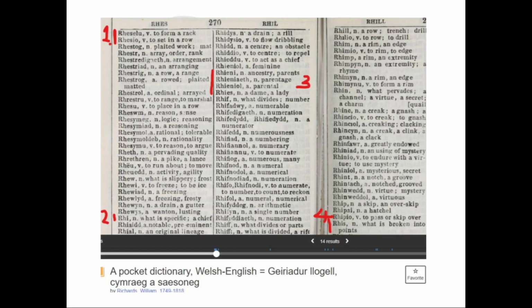Let's look at our Welsh dictionary. We have Rhys, to form a rack, to set in a row. Rhy, what is specific, a chief. We have a lineage here, ancestry, parentage, and Rhys, what is broken into points. So collectively we have got a series of points in a row that is specific and is the origin perhaps.